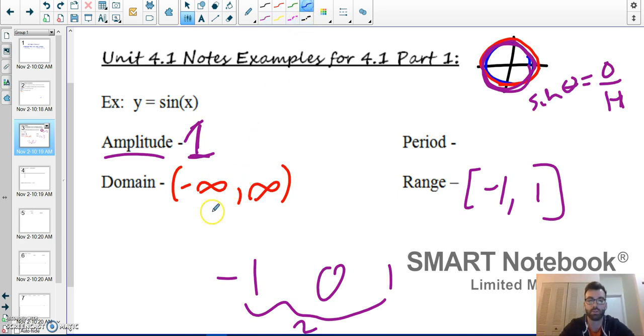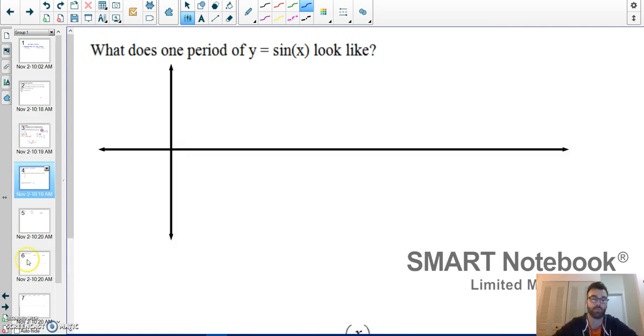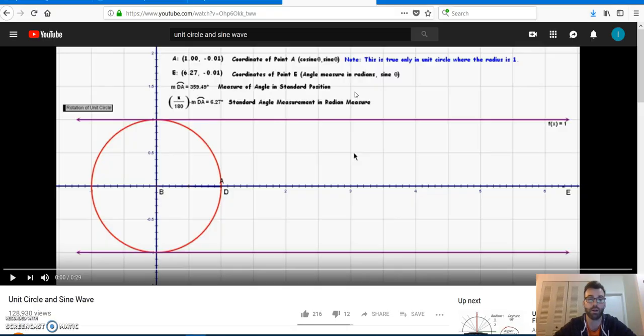Our period, which relates to our domain: when we think about one trip around the unit circle, if I start at 0, I go to pi over 2, pi, 3 pi over 2, and back to 2 pi. Our period is 2 pi. That's how long it takes to make one trip around the unit circle. That's how long it takes to make one sine graph. We're going to look at what one period of sine actually looks like after unwrapping our unit circle.